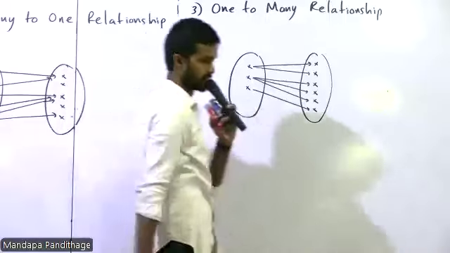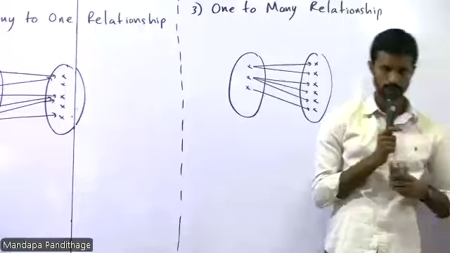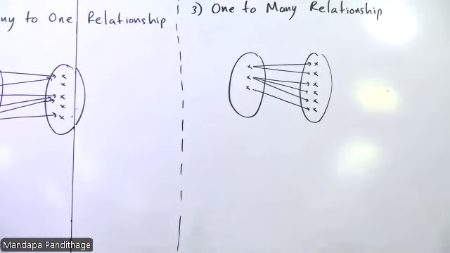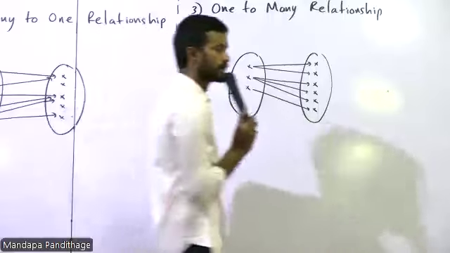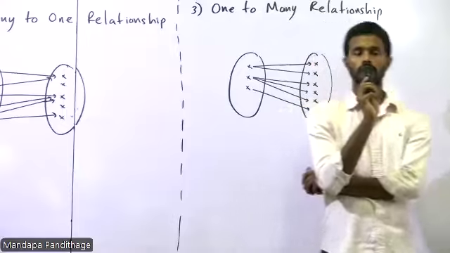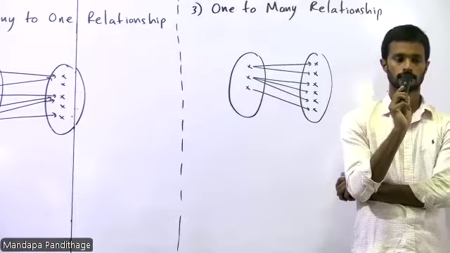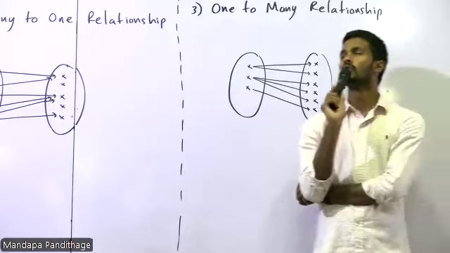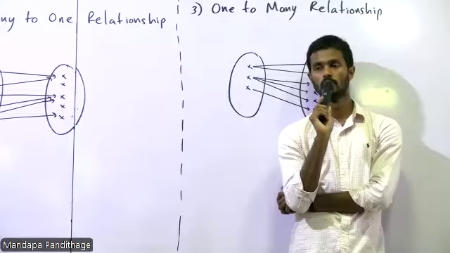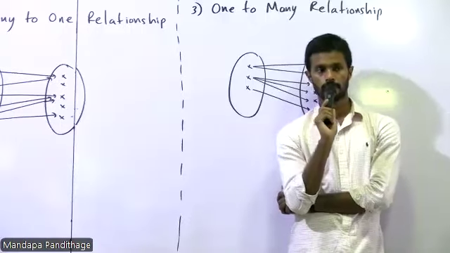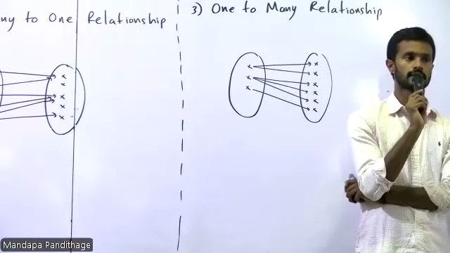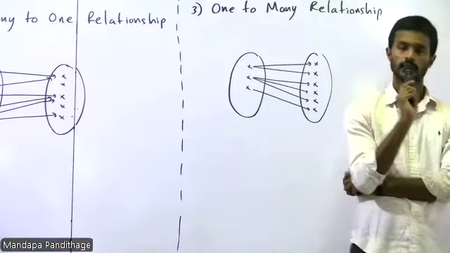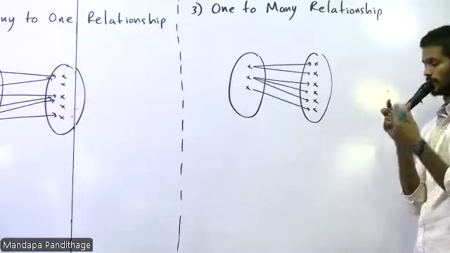Okay. Right under this, a relationship that connects one unique element of a set with two or more elements of the other set. Then draw this one, one to many.